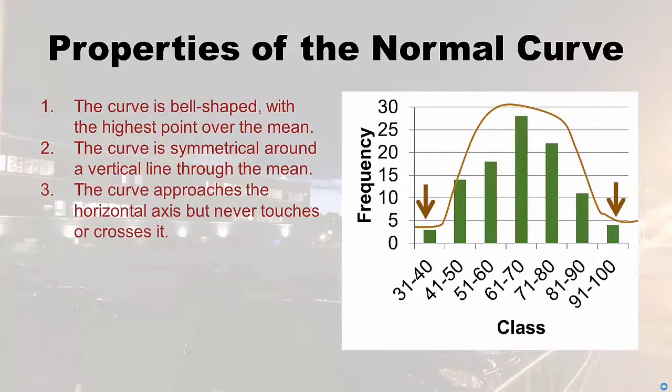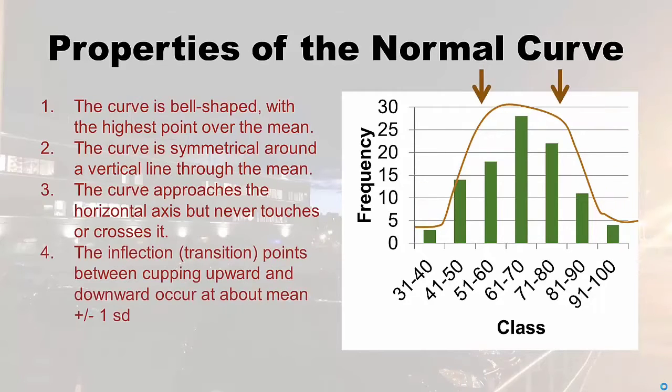Okay, and the third property is that the curve approaches the horizontal axis but never touches it. You don't have to memorize this, but remember asymptote or asymptotically close? That's when a line gets really close to another line, but they never touch. It's so romantic. But anyway, that's a very Bollywood thing to say, by the way. But so the curve approaches the horizontal axis and never touches or crosses it.